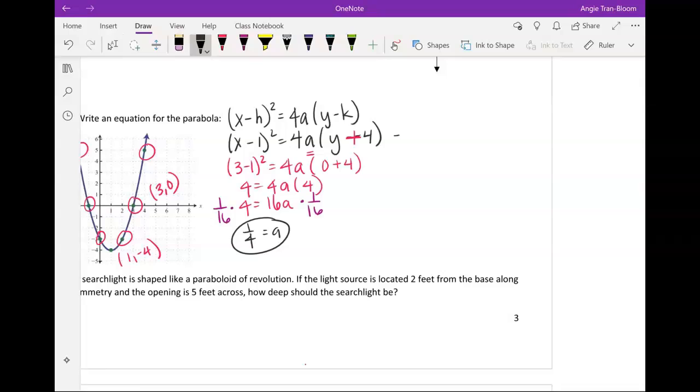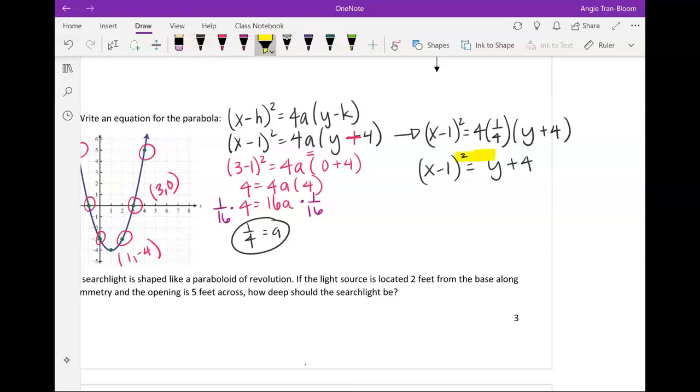Final answer is going to be (x minus 1) quantity squared equals 4 times 1/4 times (y plus 4). Yes, you must always simplify. So the final answer is (x minus 1) squared equals 4 times a quarter, which is 1, so you technically don't need to write the 1 in the front. Yes, you may, but you don't have to. And this is as far as you need to go.